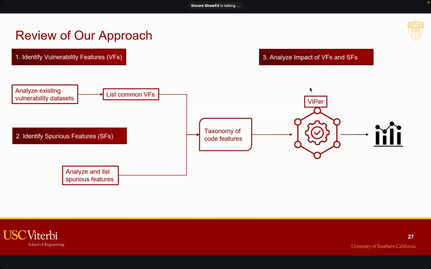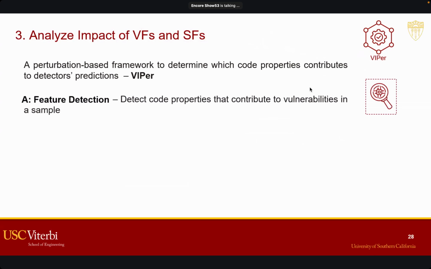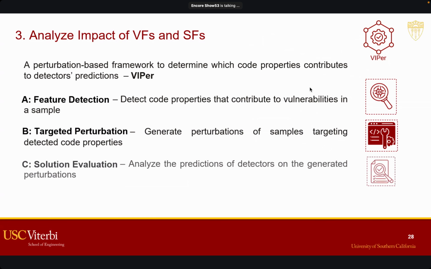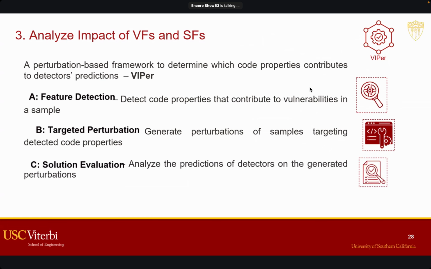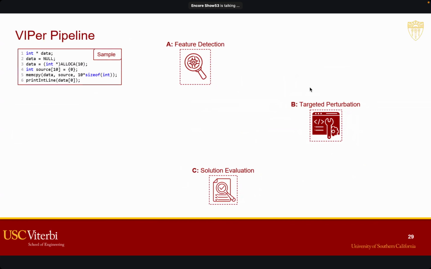So next, let's talk about our perturbation-based framework, Viper. Viper has 3 components. The first is a feature detection component, the second is a targeted perturbation component, and the third one is a solution evaluation component. So to get a quick look at the pipeline of Viper, you have a sample like this, the same sample that we saw before.